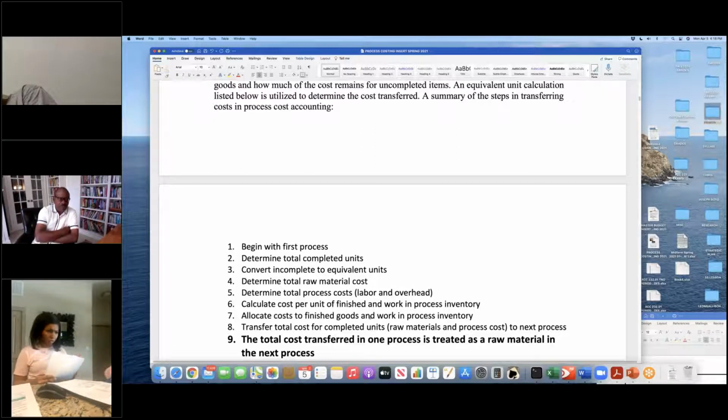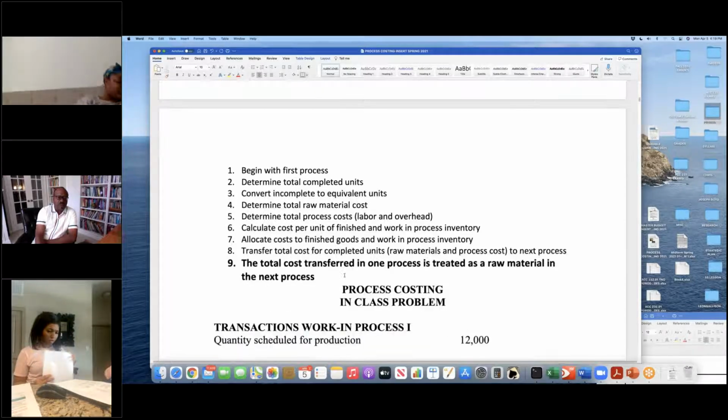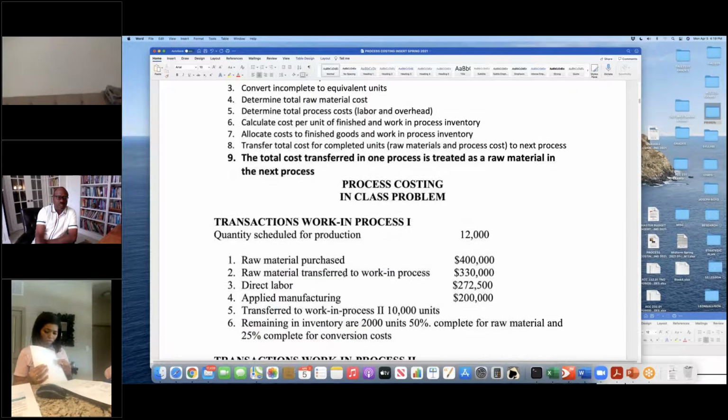So if you remember before, we would allocate the cost 100% for our conversion costs, which are the labor and overhead, which convert the raw materials, and then we would prorate the raw materials. But now, different, we're going to prorate both.